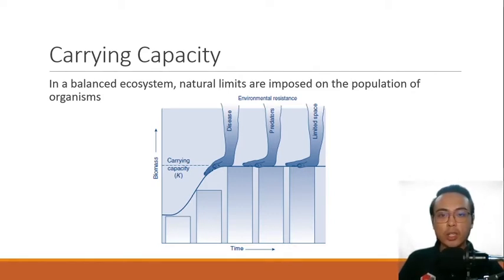In a balanced ecosystem, natural limits are imposed on the population of organisms. The natural limits that are pertained in this example are things that limit the population of a species. That includes diseases, predators, limited space, and overall limited resources. In theory, there is a maximum limit for the existence of every species in an ecosystem.